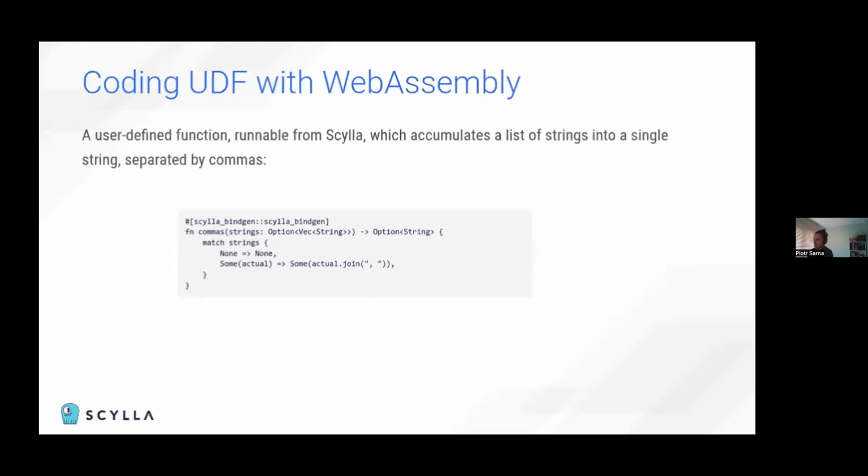And that's it. The only difference is this one line at the top. The macro you see here will automatically generate proper code, which translates all the types and makes the function ready to be used in ScyllaDB after it's compiled to WebAssembly.